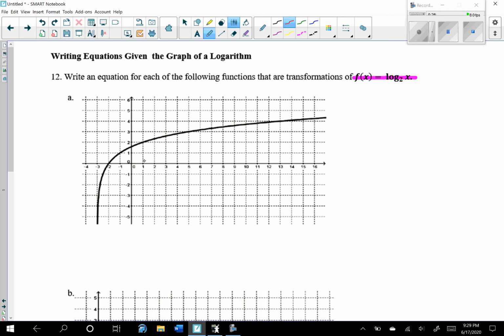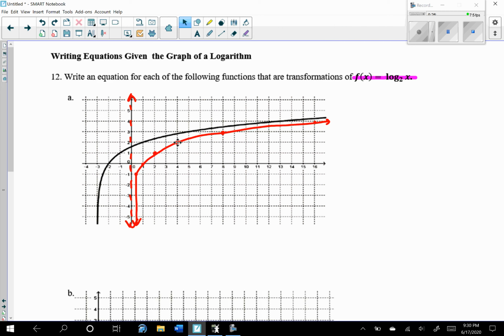So base 2 means we have 1/2, -1, 1, 0, 2, 1. What's the next perfect square? 4. So 2 to what power gives us 4? 2 to the second power. Then the next one would be 8, 3, and 16, 4. So this is my parent graph, and I like to draw that because it's going to help me determine how my graph has moved. So how has my graph moved?